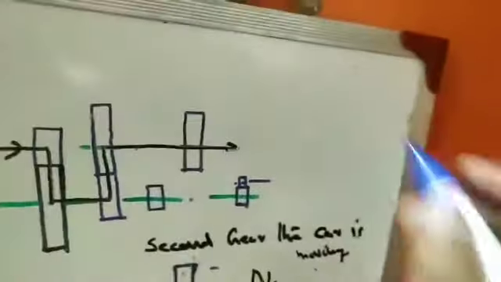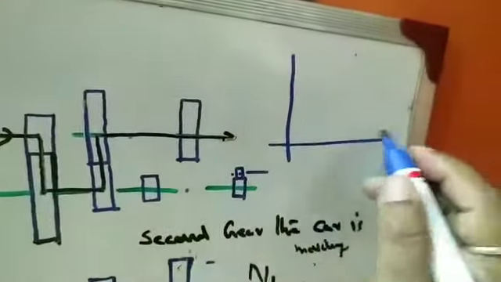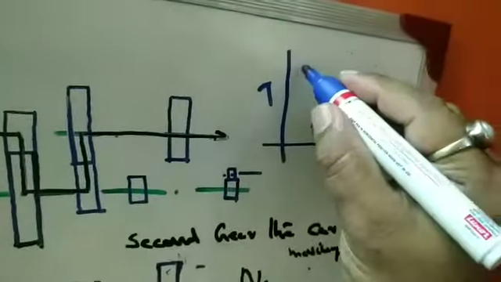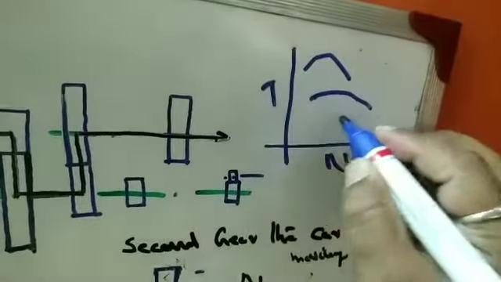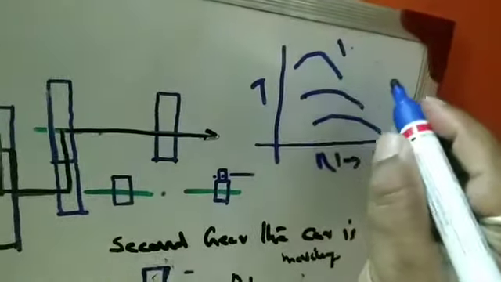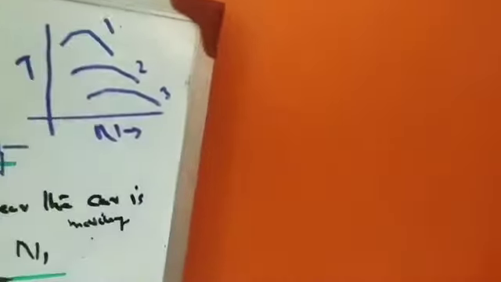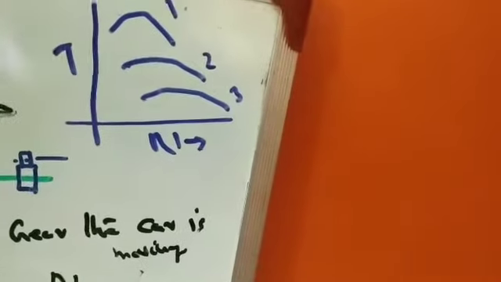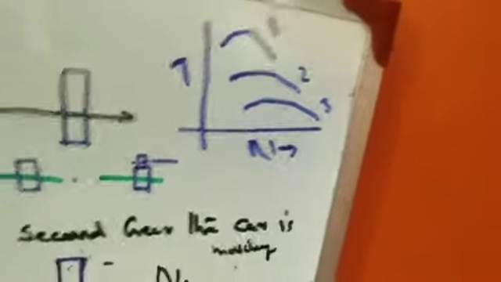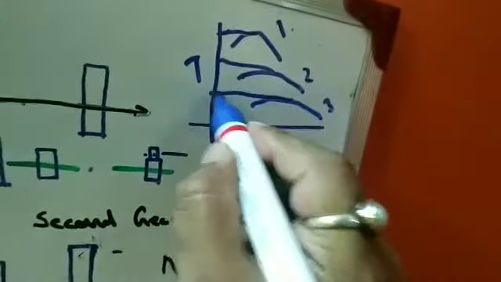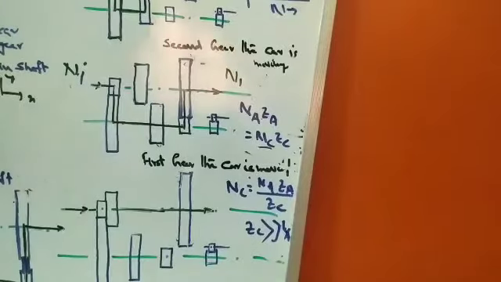If you recall what I explained previously about speed versus tractive force, this is gear number 1, this is gear number 2, and this is gear number 3, or the top gear. As we shift to the higher speed gears, we get less torque: the first gear gets a higher torque, the second gear a lower torque, and the third gear even lower torque. I explained this in my previous lecture. Because the number of teeth are reduced, we get a lower torque.